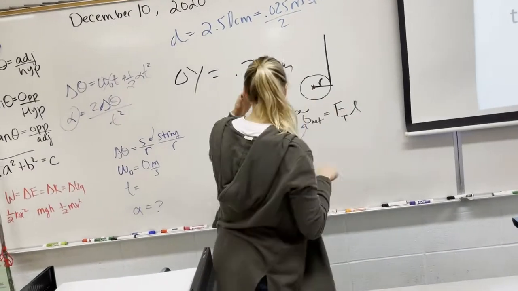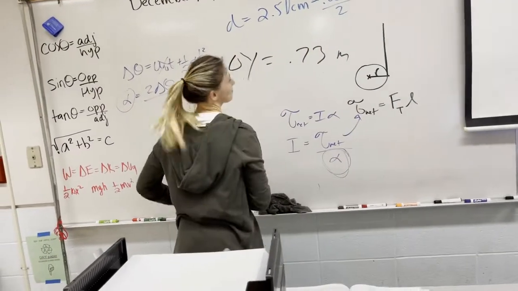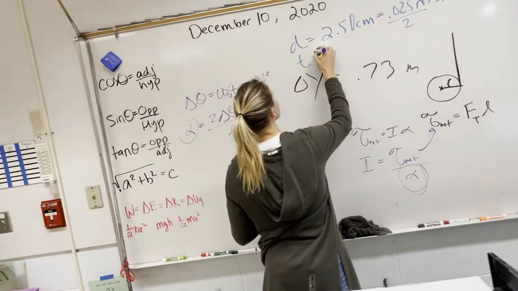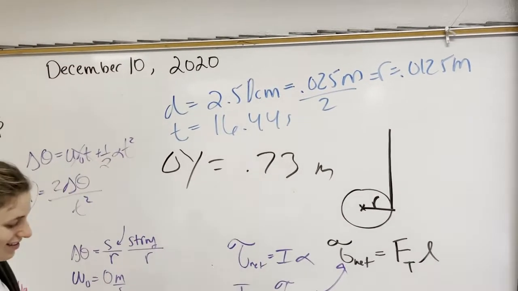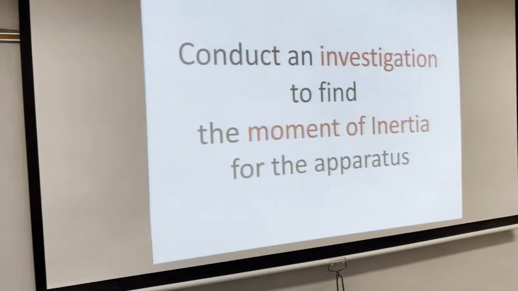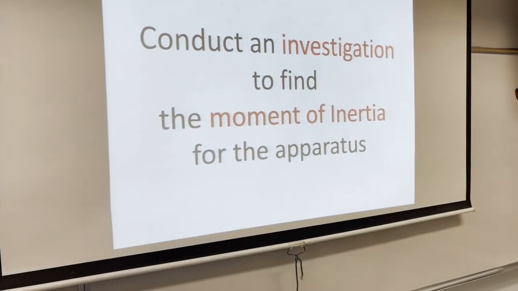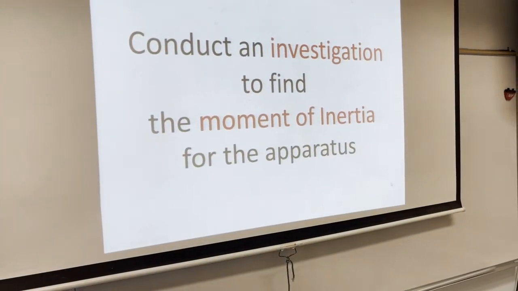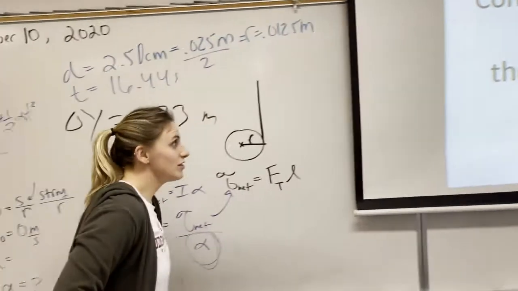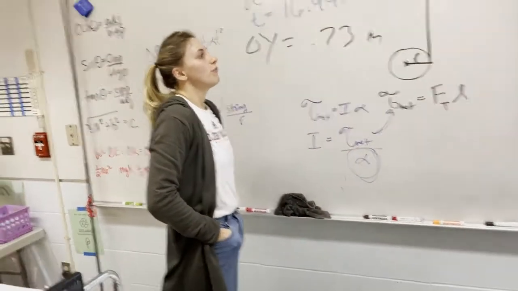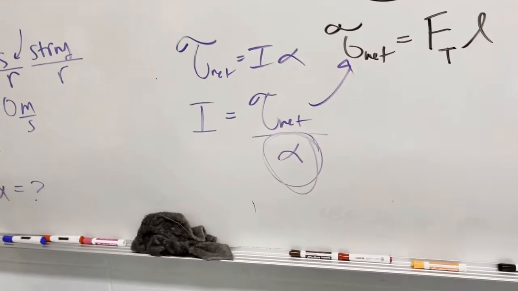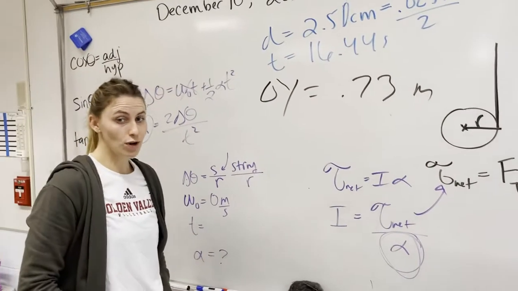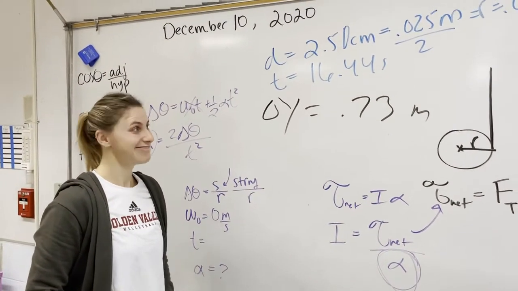16.44 seconds. So the time is 16.44 seconds. So boys and girls, here's our data. Now find the moment of inertia of the apparatus. Okay, so now conduct your event. Well, we already conducted the investigation. Figure out what Mr. Wilkin just said. Find the moment of inertia. We just walked you through exactly how to do it. So do it.